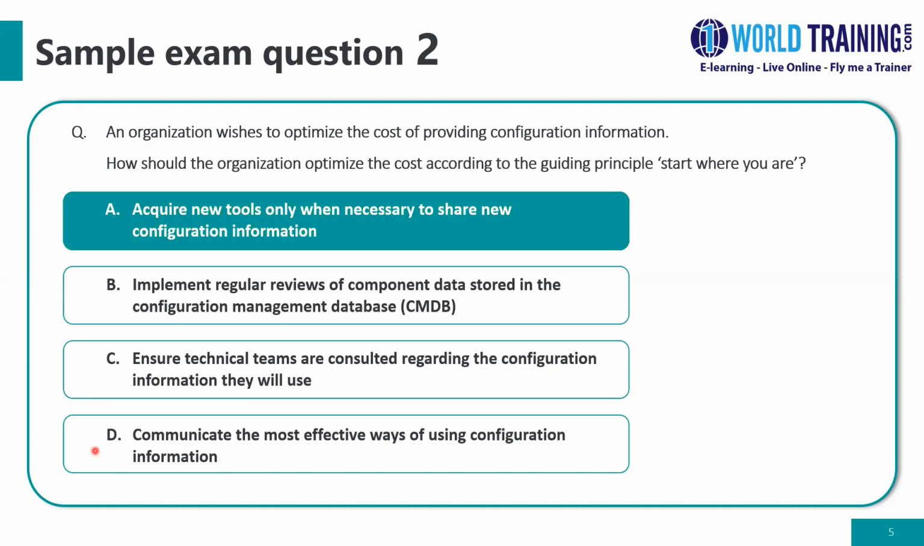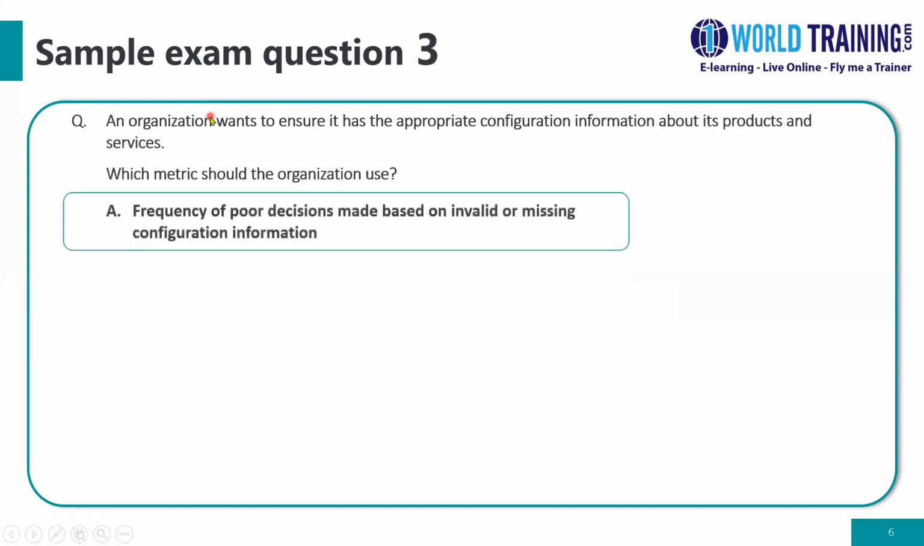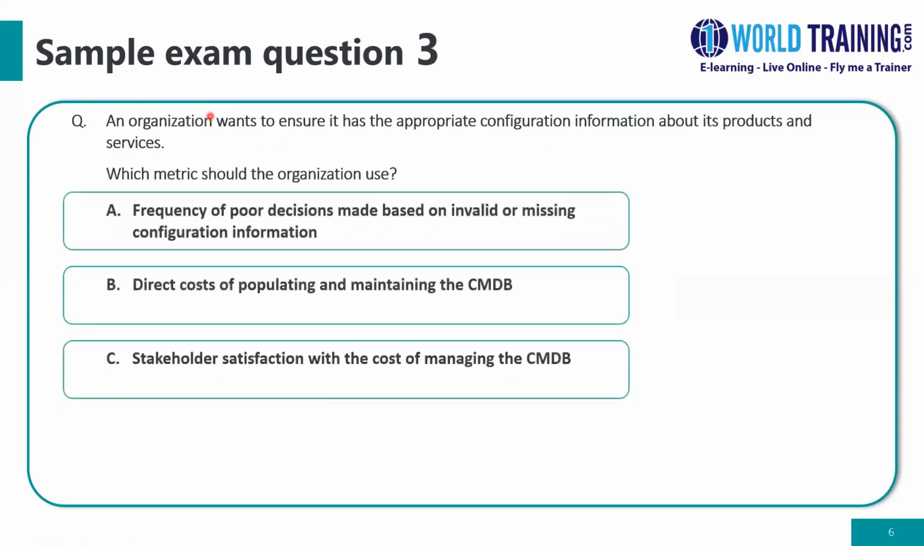Option D is about the collaborate and promote visibility principle. So communicate the most effective ways of using configuration information, which means explain and promote available sources of configuration information and the best ways to use them, then provide hints and tips for more efficient use. This is something you will find in the practice guide. We move on to question number 3.